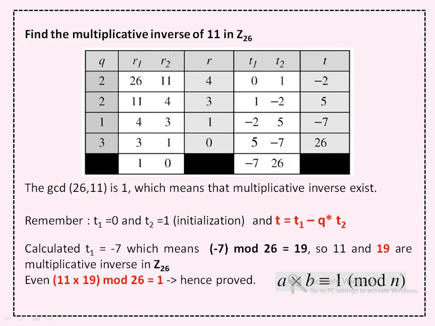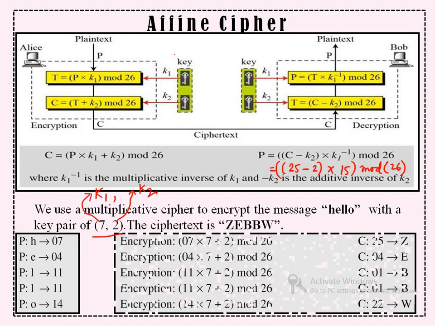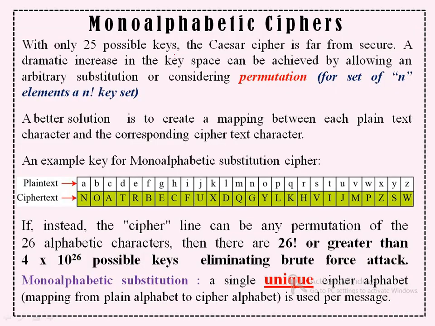In the previous class we had already solved how to find 11 and its multiplicative inverse. So that's what we came up with as 19. That same thing is being used over here, just with a different example. So let us now discuss another very interesting ciphering process, called monoalphabetic ciphers. And we'll soon find that monoalphabetic will give rise to polyalphabetic cipher as well.